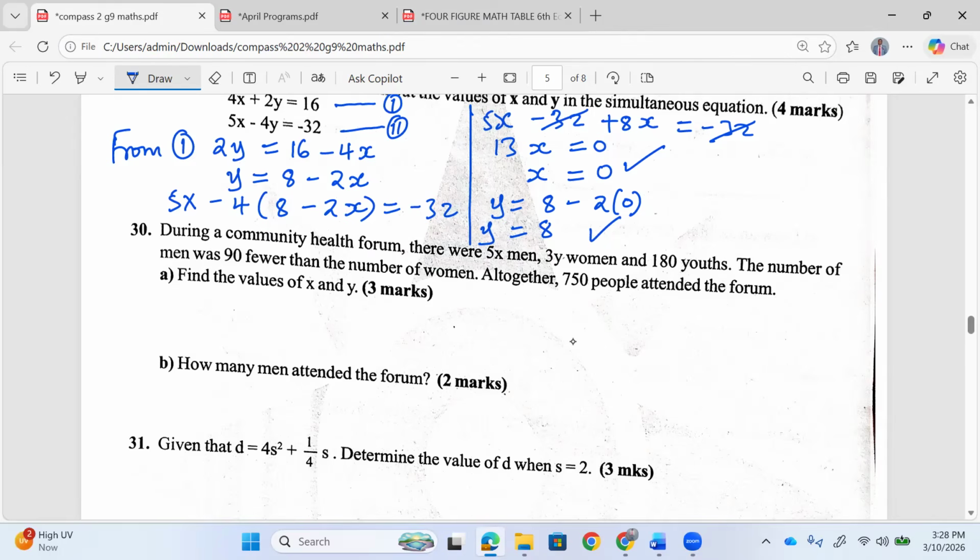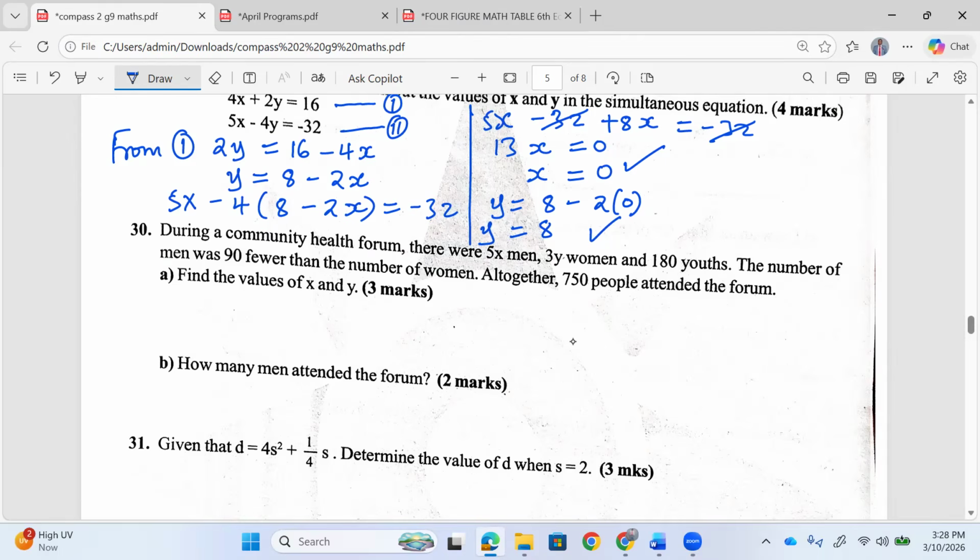Number 30. During a community health forum, there were 5X men, 3Y women, and 180 youths. Now, the number of men was 90 fewer than the number of women. Altogether, 750 people attended the forum. Part A, find the values of X and Y.